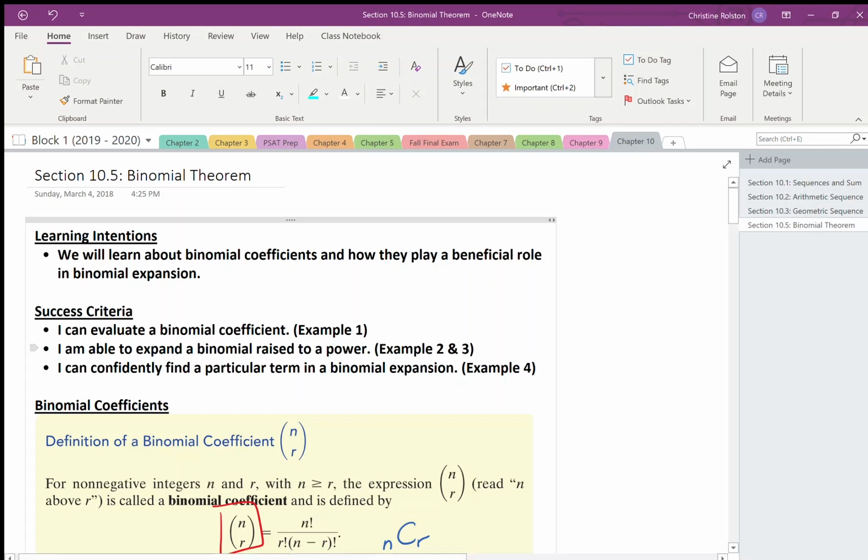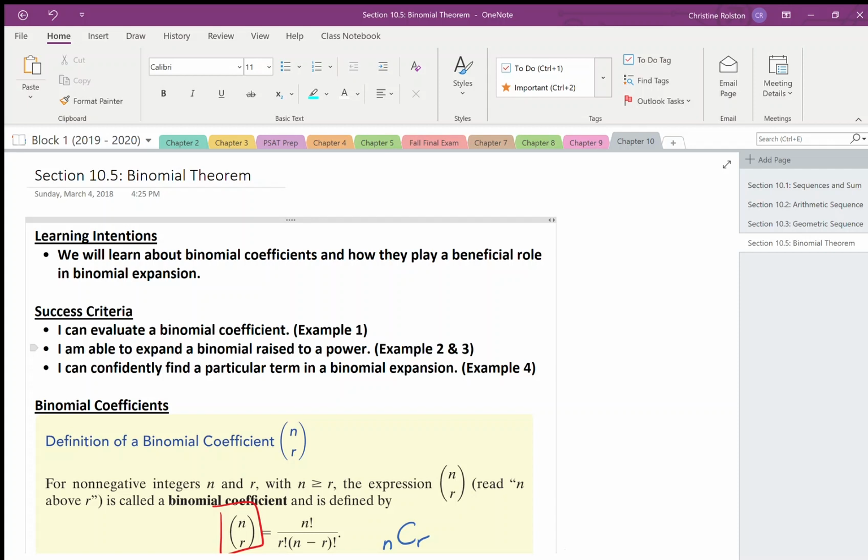Hi everyone. So now that we've gone through patterns, sequences, arithmetic sequences and series, as well as geometric sequences and series, I now want to get into the binomial theorem. Now, remember, a binomial is a polynomial with two terms. Today we're going to learn how we can raise binomials to a power in a much faster way than doing constant FOILing.